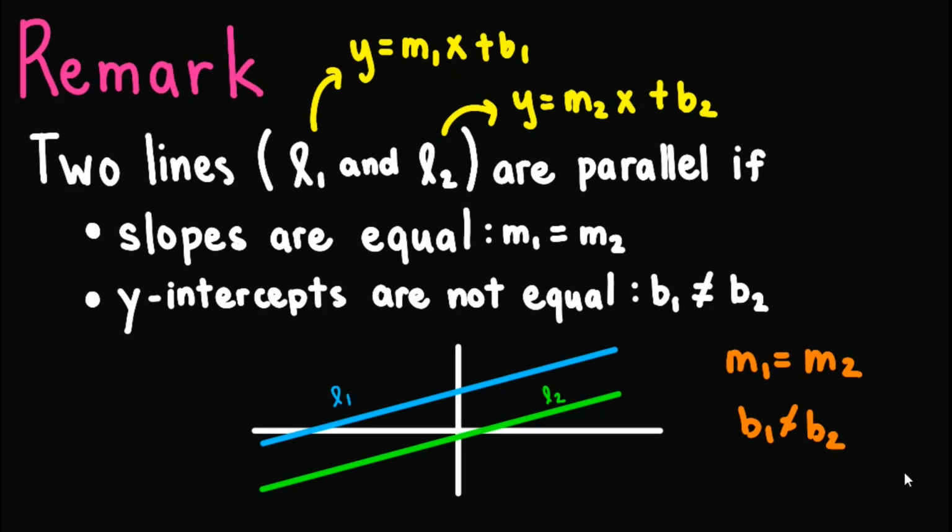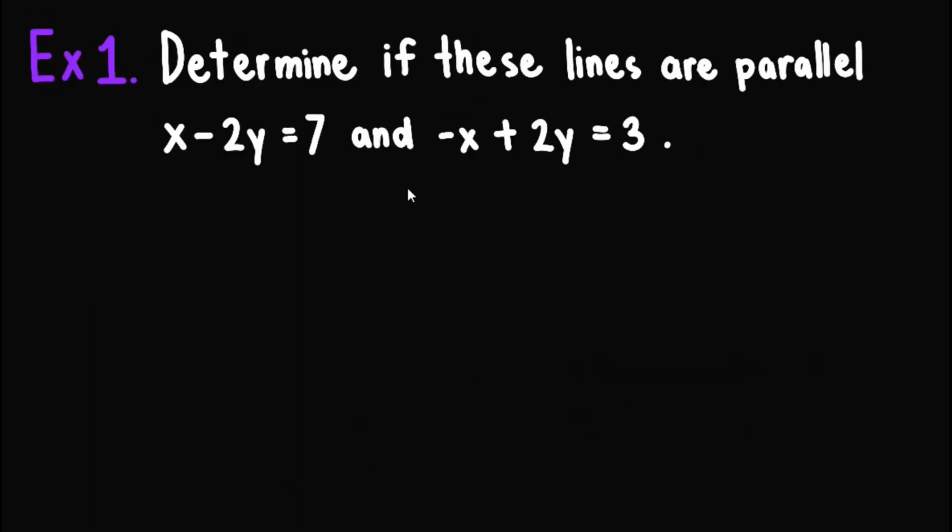Now let's try some examples applying this new knowledge that we have. For this first example, we are tasked to determine if these lines are parallel. The lines are x minus 2y equals 7 and negative x plus 2y equals 3. Feel free to pause this video so you can try to solve this one on your own.